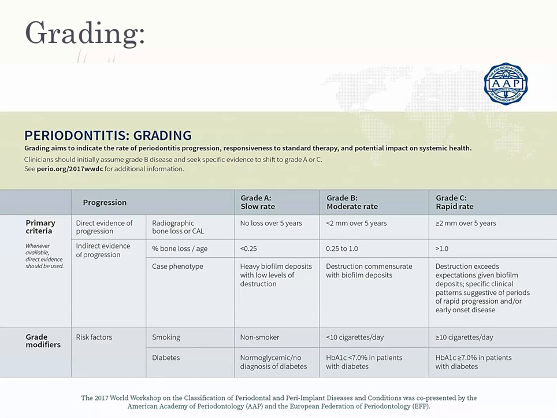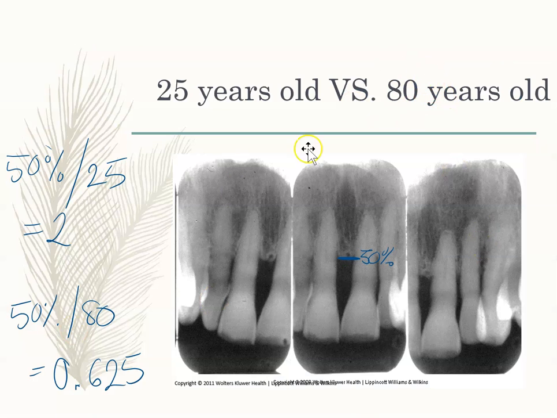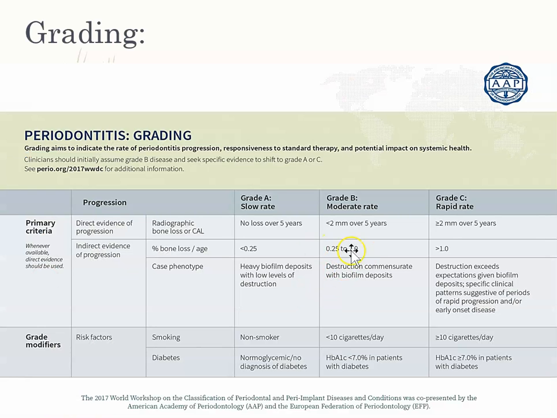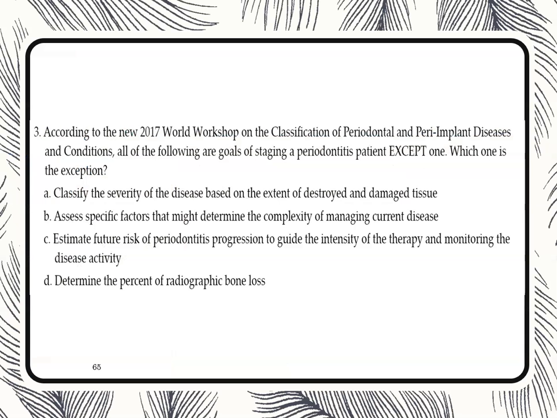quick rate. But let's imagine this person was an 80-year-old. Again, I go 50 because we said 50% bone loss divided by 80, and again, I'm eyeballing this 50%. So divided by 80 is 0.625, and if I look at the chart, 0.625 falls under this rate. So this person, the 80-year-old, would be in grade B. If you're ever in doubt, always go with grade B, and then you can move back or forward based on the modifiers.